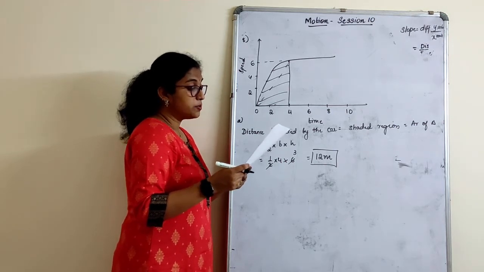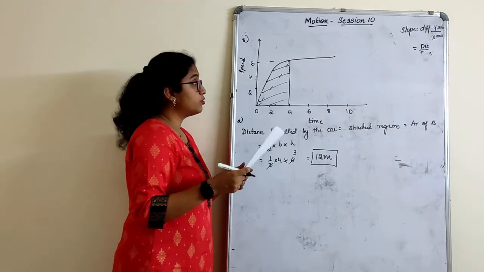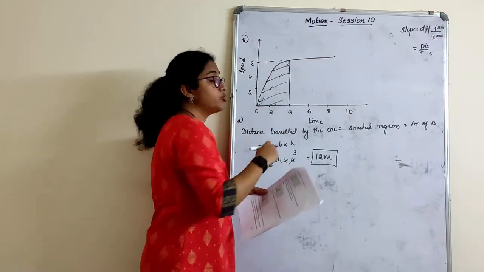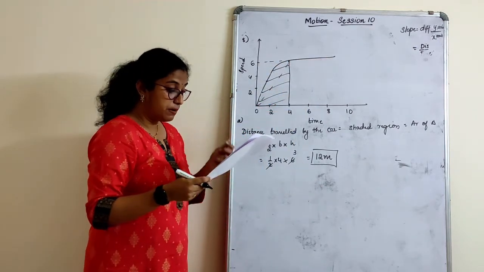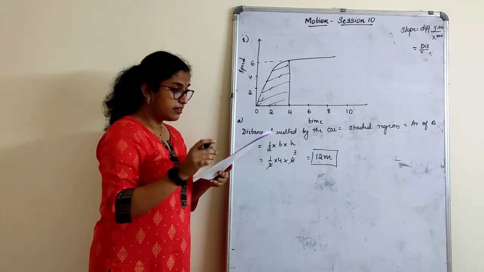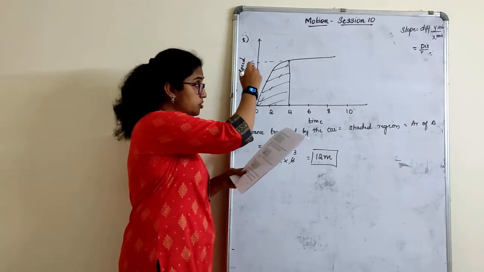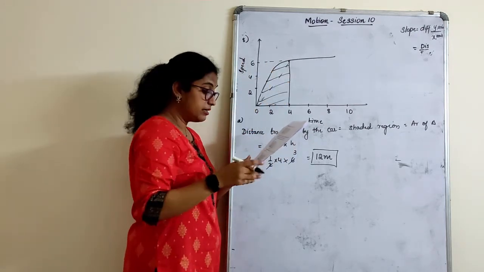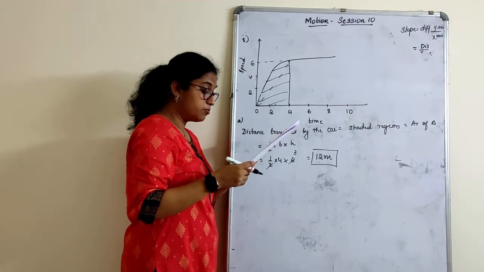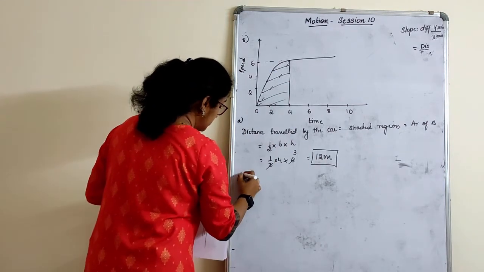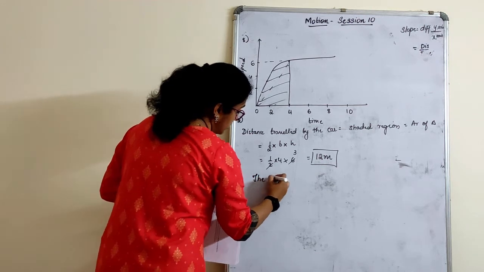Second part, which part of the graph represents the uniform motion of the car? From here it is a uniform motion, it is not changed at all. So the part of the graph in a different color that they have given, that shows a straight linear portion, represents the uniform motion of the car. That is the part of the graph.